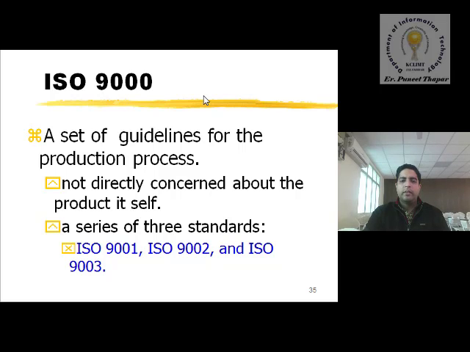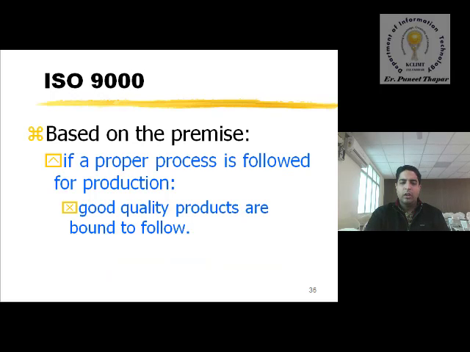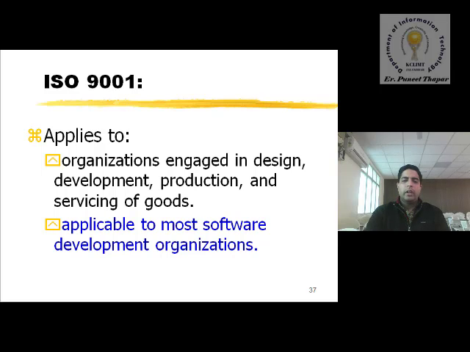First of all we discuss our first series, that is ISO 9001. ISO 9001 applies to an organization that is engaged in design and development, production and servicing of goods. Those agencies engaged in development, production, and servicing of goods, and this is applicable to most software development organizations. Every software development organization uses this standard.